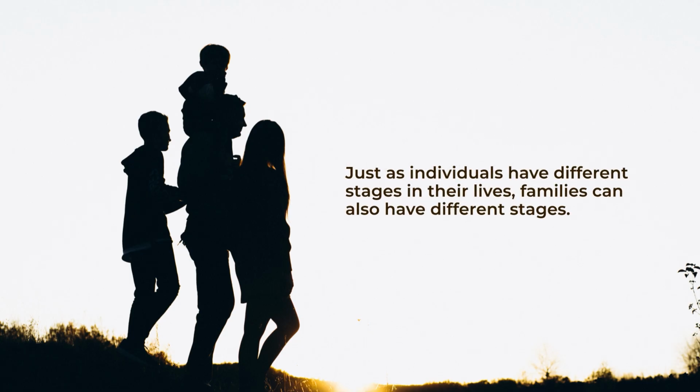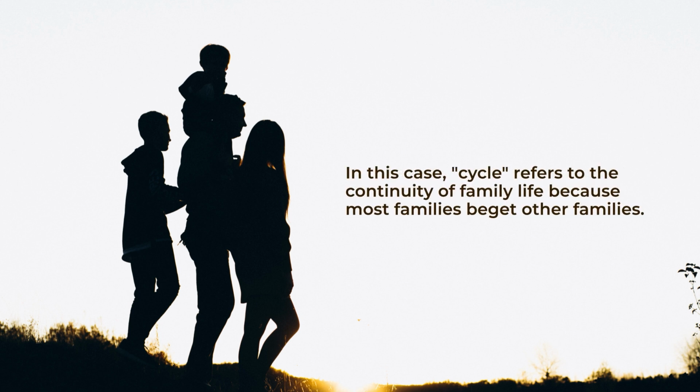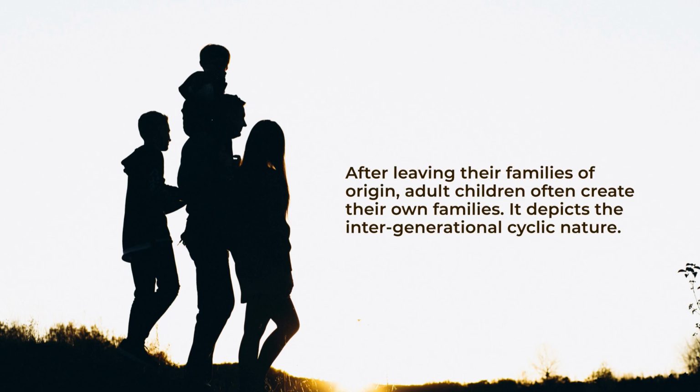Just as individuals have different stages in their lives, families can also have different stages. In this case, cycle refers to the continuity of family life because most families beget other families. After leaving their families of origin, adult children often create their own families. It depicts the intergenerational cyclic nature.